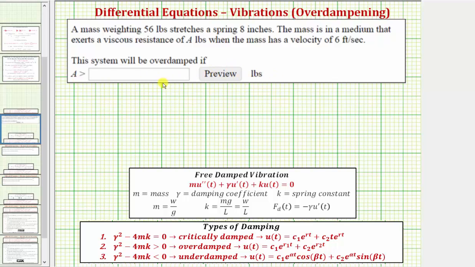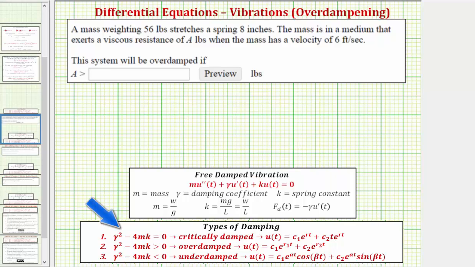So if we assume there are no other outside forces acting on the system, we could model the situation using the linear second-order homogeneous differential equation given here, where m is the mass, gamma is the damping coefficient, and k is a spring constant. To solve this system, we would use a characteristic equation, and based upon the type of solutions to the characteristic equation, we can determine the type of damping.